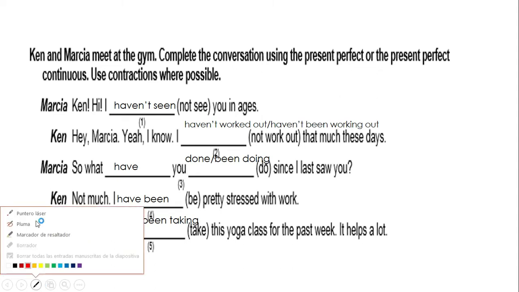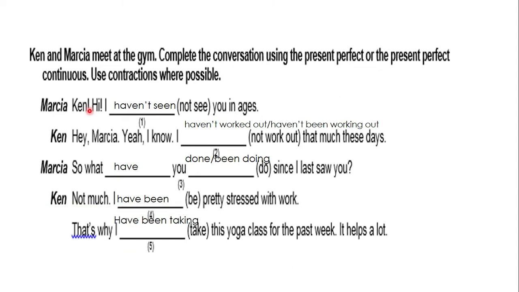Let's repeat the conversation. Marcia says, "Hi, I haven't seen you in ages." "Hey Marcia, yeah, I know I haven't worked out, or I haven't been working out that much these days." No me he ejercitado, o no me he estado ejercitando mucho estos días. "So what have you done since I last saw you, or what have you been doing?" ¿Qué has hecho, o qué has estado haciendo desde la última vez que te vi?